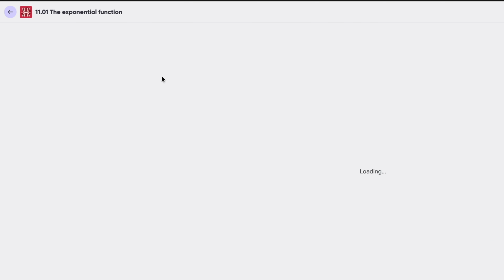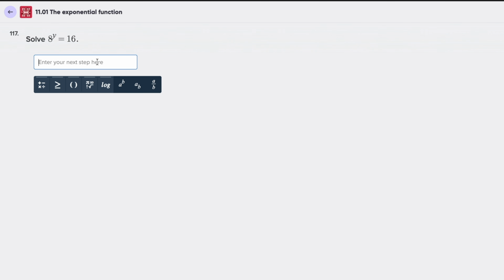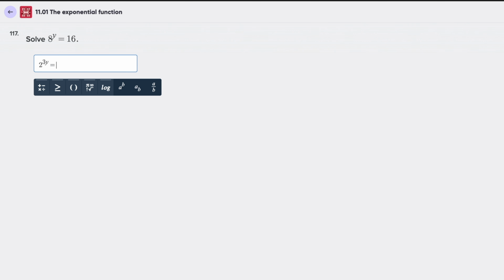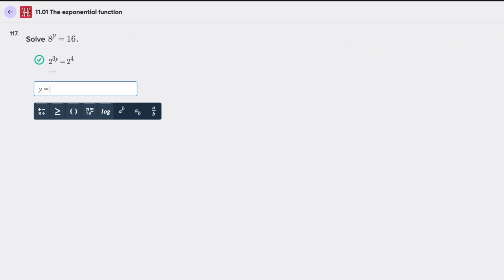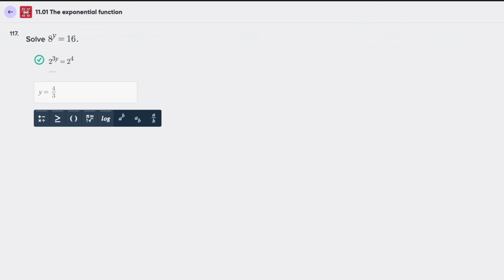Oh, that's funny. 8 to the power of what is equal to 16? We can rewrite that as 2 to the power of 3. Y is equal to 2 to the power of 4. 3y equals 4. Therefore, y is equal to 4 over 3.